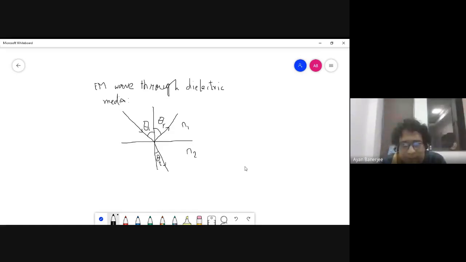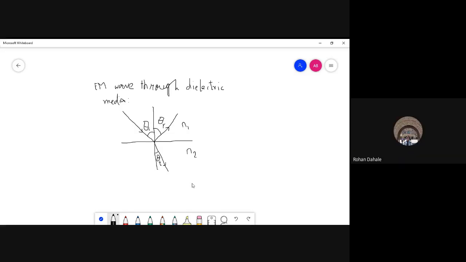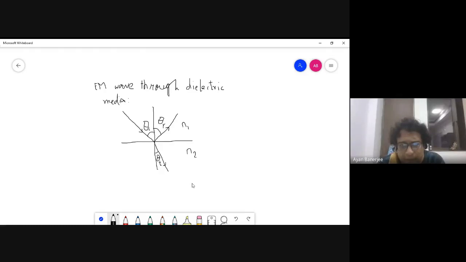I'm seriously constrained today in terms of writing. But what are the things? So, this is my incident ray. This is a reflected ray. What do I need to consider? The energy transmitted and the reflected, the addition of those should be equal to the incident. Conservation of energy. Whatever comes in should be distributed.